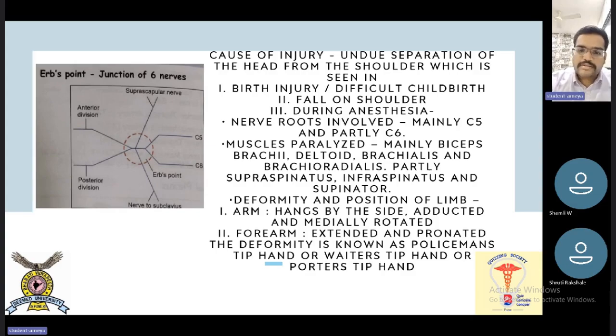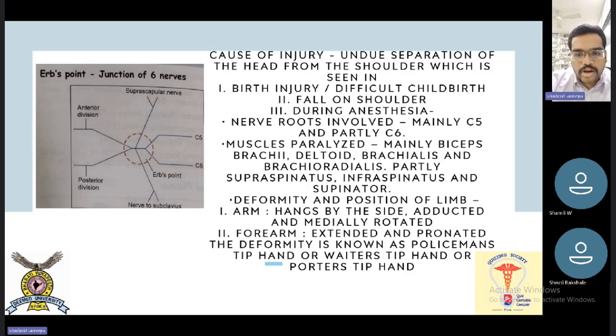Biceps here is a flexor as well as a supinator. Deltoid again is an abductor, right? Supraspinatus and infraspinatus are parts of the rotator cuff muscles. So naturally, it is very logical for us to conclude that if biceps is not working, then flexion and supination are not happening. If deltoid is not working, abduction is not happening. If abduction is not happening, the arm is in adduction. So the contralateral or opposite actions are happening, or the limb is in that position.